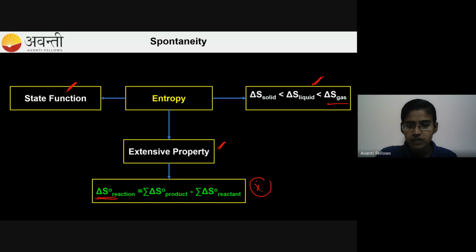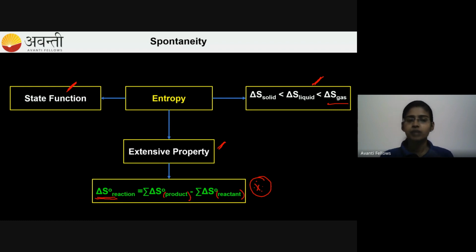This formula is very, very important. It is equal to the summation of delta S naught of products minus the summation of delta S naught of reactants. So if we want to find the standard entropy change for the reaction, then we have to do delta S naught of products minus delta S naught of reactants. These are the three very important properties of entropy and one very important formula of entropy.